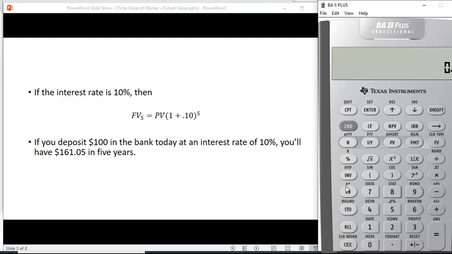So how do we type this in? It's 5 for N. The interest rate is put in as a whole number in this Texas Instruments calculator. So we click I/Y, PV is 100, and we can hit CPT, which means compute, FV, we get 161.05.